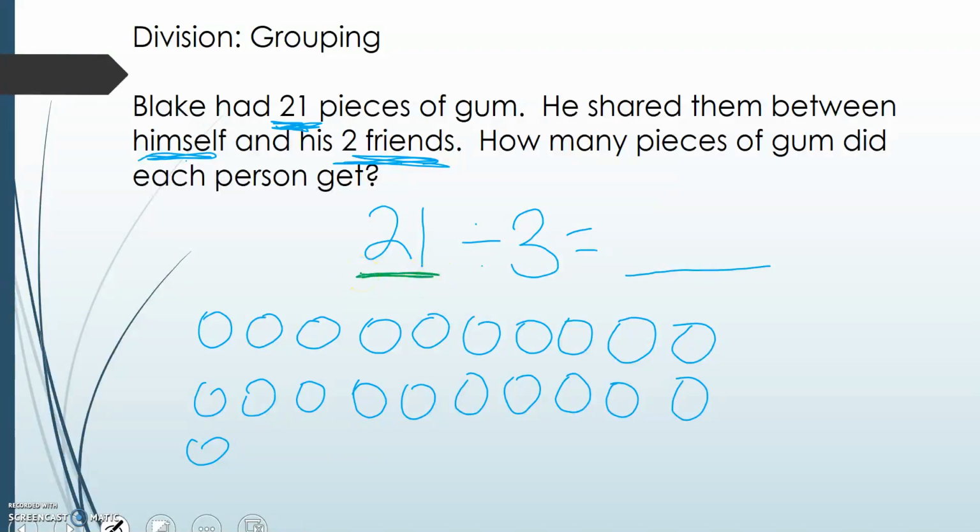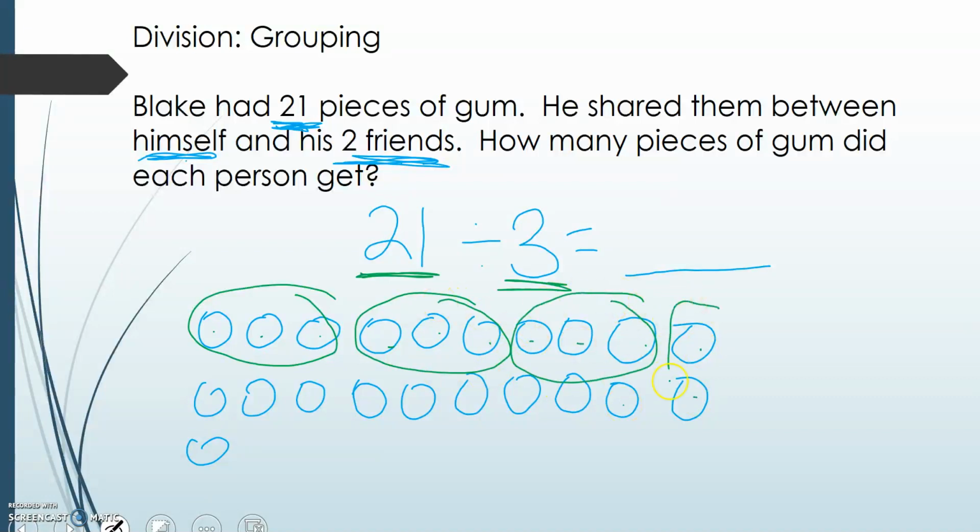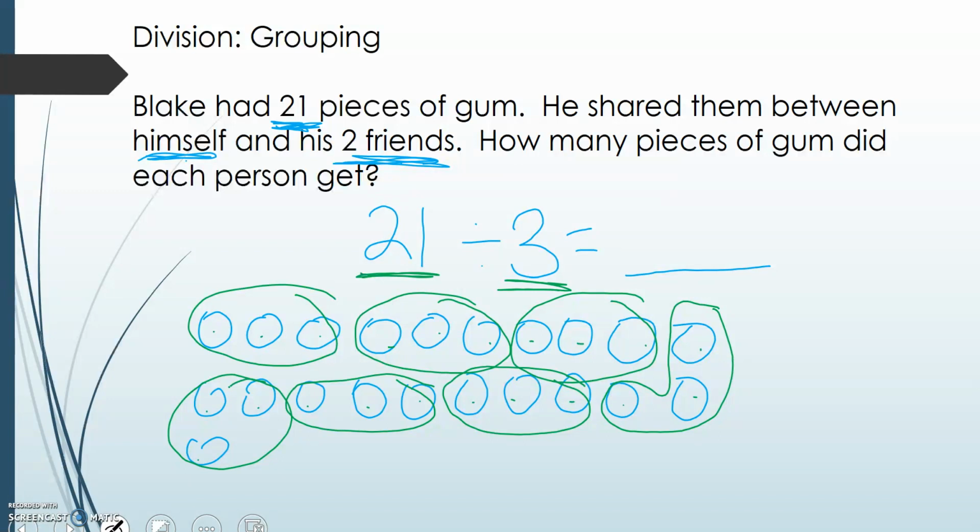So now I drew my 21 objects. Now I am going to put them in groups of 3. 1, 2, 3, and again and again, until every object is in a group of 3. So now I'm going to count my groups. 1, 2, 3, 4, 5, 6, 7. So I have 7 groups, so my answer is 7.